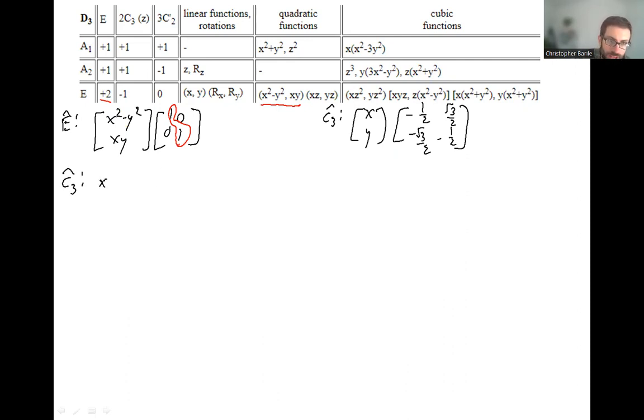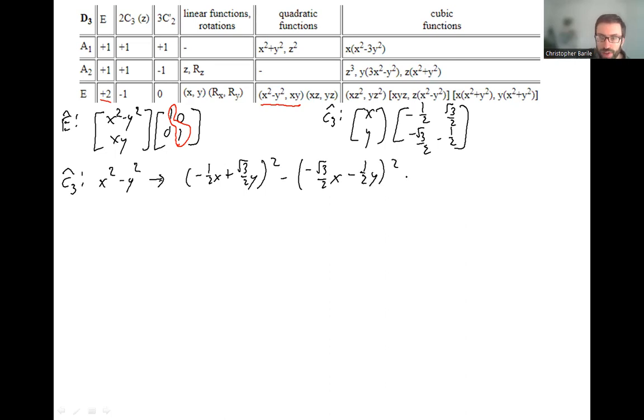So now we have x squared minus y squared. What does that transform to when we do C3? Well, x goes into negative 1/2 x plus root 3 over 2 y, and that quantity we have to square. And then we have to do the minus y squared part. So where did y go? Y went to negative root 3 over 2 x minus 1/2 y, and we square that whole thing.